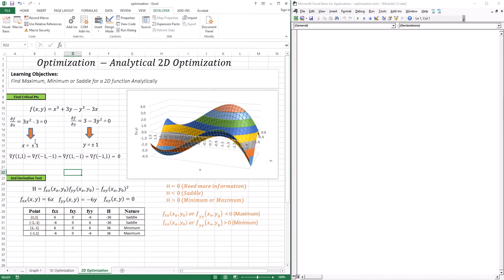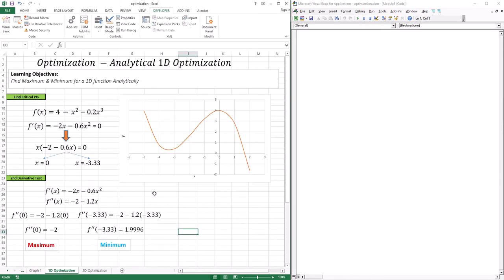So now I have 4 different combinations of xy points. I have (1, 1), (negative 1, 1), (1, negative 1), and (negative 1, negative 1). So those are 4 points where I have the derivative equal to 0.